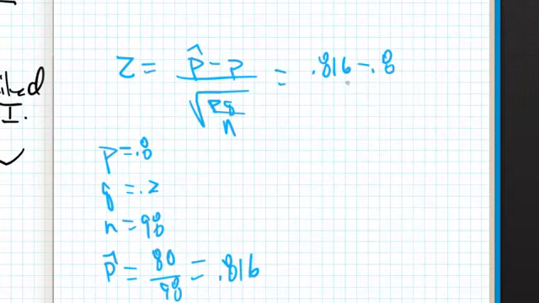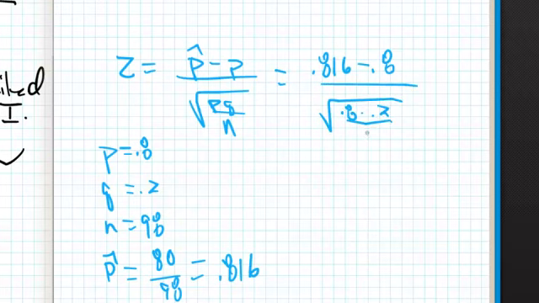0.816 minus 0.8 divided by the square root of 0.8 times 0.2 divided by 98. All right? So 0.816 minus 0.8, what do we got? We got 0.016. Let me throw it in my calculator. 0.016 divided by the square root of, in parentheses, 0.8 times 0.2 divided by 98, and I end up with 0.396. Whoa, how anticlimactic. Look at that. 0.396. That's the z value, which gets me right here.